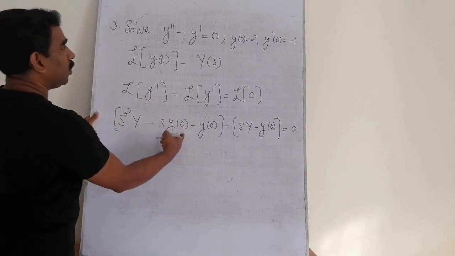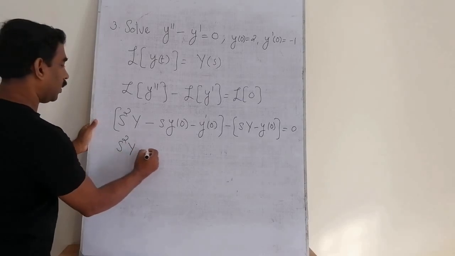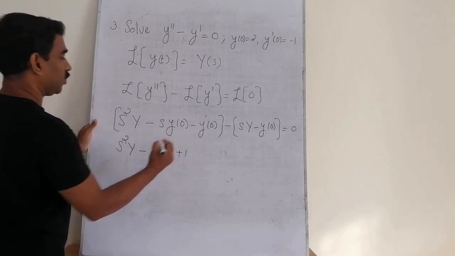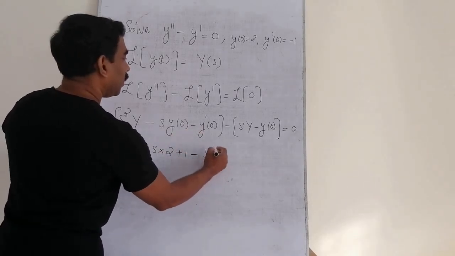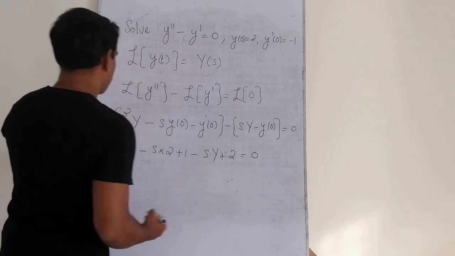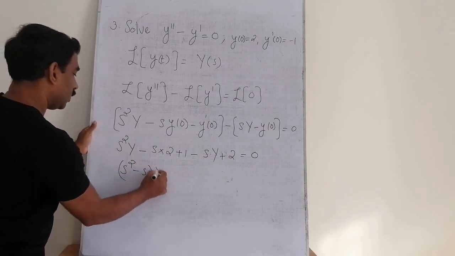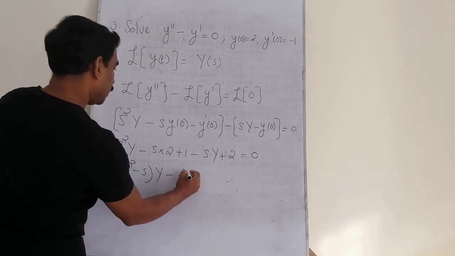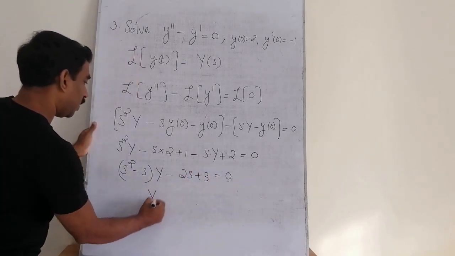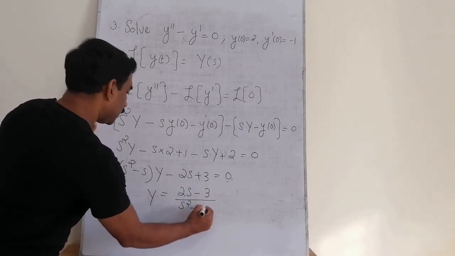Applying the initial conditions y of 0 equal to 2 and y dash of 0 equal to minus 1, we have s square into capital Y minus s into y of 0, which is 2, minus y dash of 0, which is minus 1, so this becomes plus 1, minus s into capital Y plus y of 0, again y of 0 is 2, and this is equal to 0. Take the common factor, that is s square minus s into capital Y minus 2s plus 3 equal to 0, or capital Y is equal to 2s minus 3 divided by s square minus s.